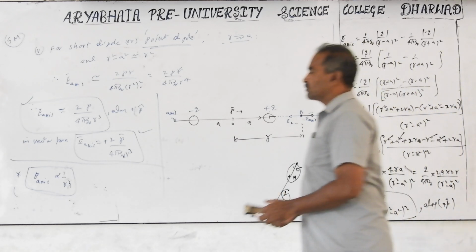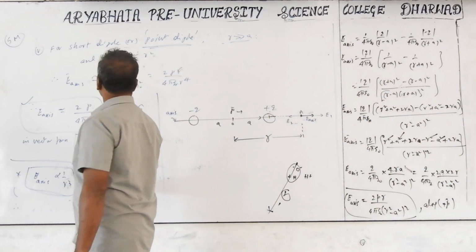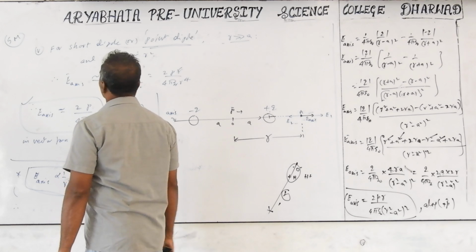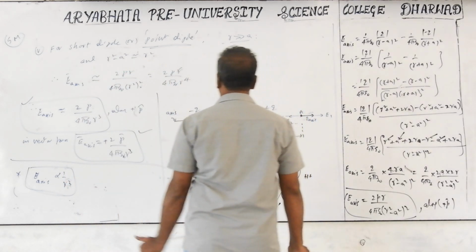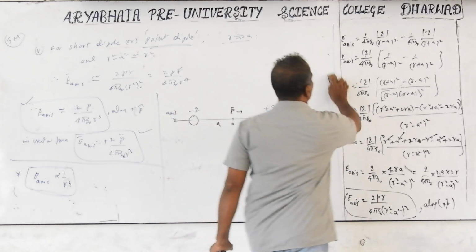And inversely proportional to R cube is for the approximate formula. What is that dipole called, a short dipole or point size dipole? Point dipole or point size dipole, where R is much greater than A. This is one derivation.